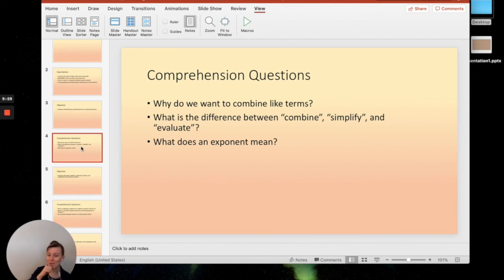And then why do we want to combine like terms? And then based off your vocabulary, knowledge of English, what is the difference between combine, simplify, and evaluate? And what does an exponent actually mean? What does it mean to have x squared or 3 squared instead, or like 4 to the 5th? What does that mean? So think about those, and I'll see you in the next video.